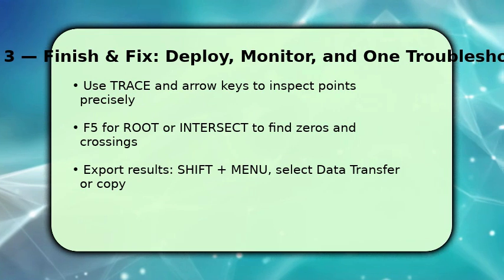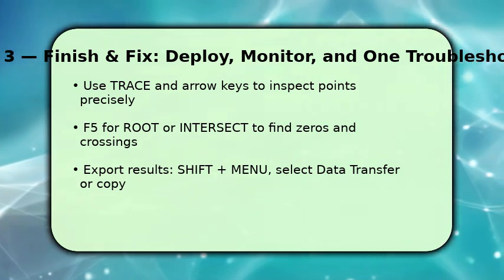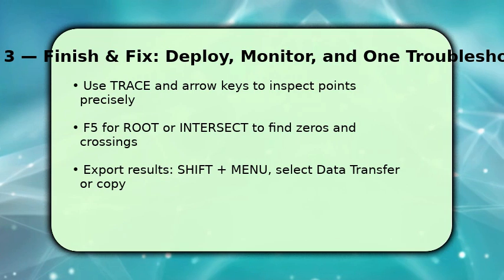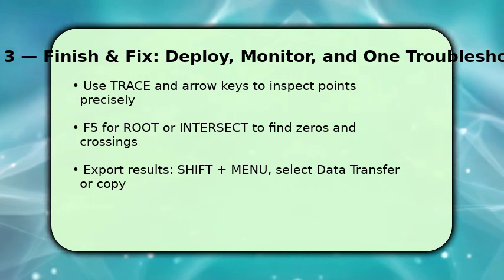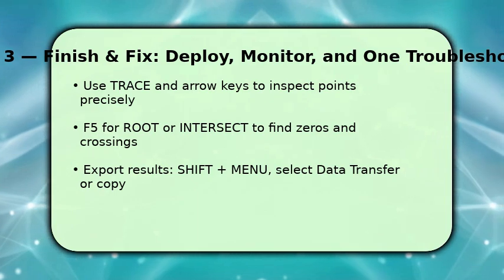When done, export or save variables with Shift, then Menu and Data Transfer, or copy values into Run Mat for further calculation. If an operation fails, reset only memory, not settings. Use Shift plus 9 to avoid losing custom modes.